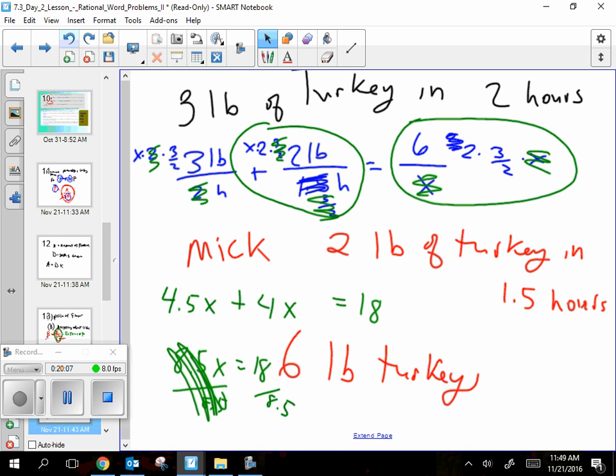Yes. So let's see. It sounds like that fraction equals the same thing as 18 over 8.5. If it does, then you're good. Okay. Next problem I want to give you.